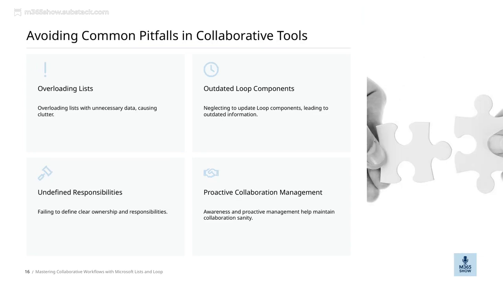Let's talk about avoiding common pitfalls when working collaboratively with tools like Microsoft Lists and Loop. To keep our collaboration effective, awareness and proactive management are key. If we don't stay on top of things, it's easy to lose track and get overwhelmed. One major mistake is failing to define clear ownership and responsibilities. Without clarity on who is responsible for what, tasks can fall through the cracks or cause confusion among team members. It's vital to assign roles from the start to keep everyone aligned.